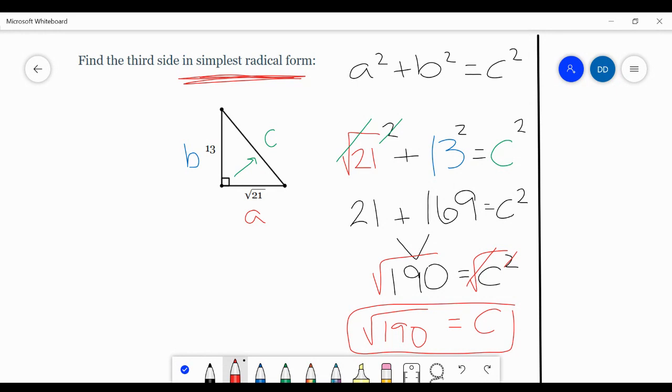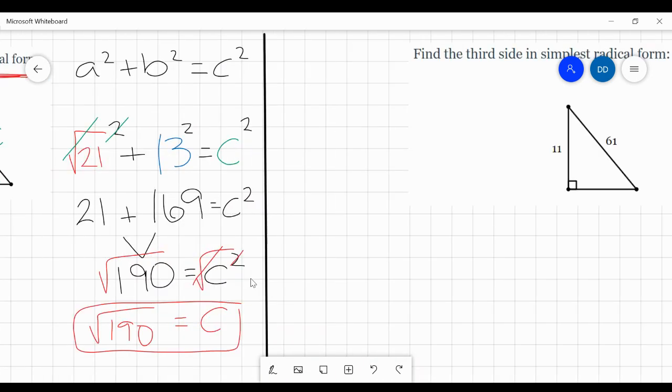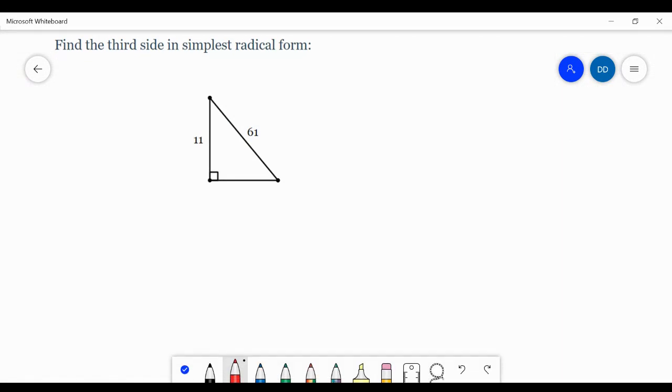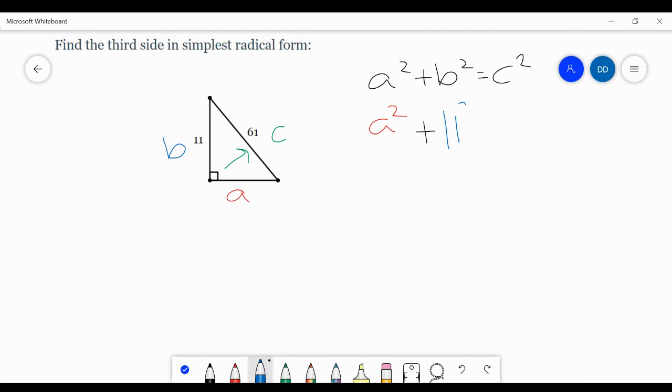All right, we're going to take a look at one more example. Same concept. Find the third side in simplest radical form. So if it helps you, A squared plus B squared equals C squared. Label your triangle A. So in this case, we don't know what A is. B and C because it's across from the right angle. And let's substitute these in. We have A squared, we don't know what that is, plus B squared, in this case it's 11, equals C squared. And we know C in this case is 61.